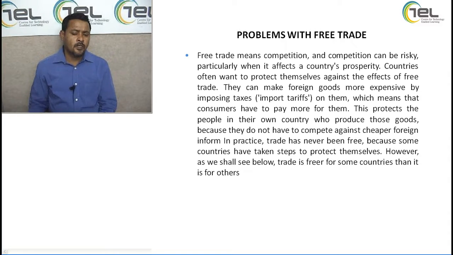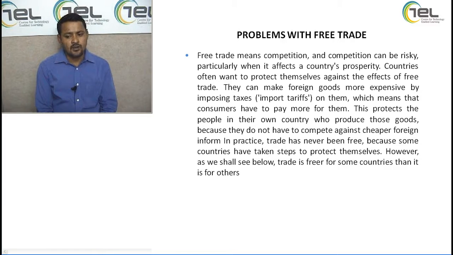But there are some problems with free trade. Free trade means without competition, and competition can be risky, particularly when it affects a country's prosperity. Countries often want to protect themselves against effects of free trade.